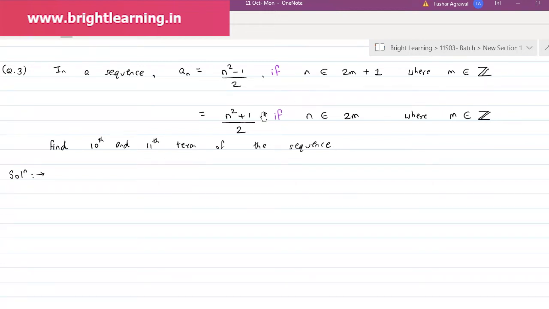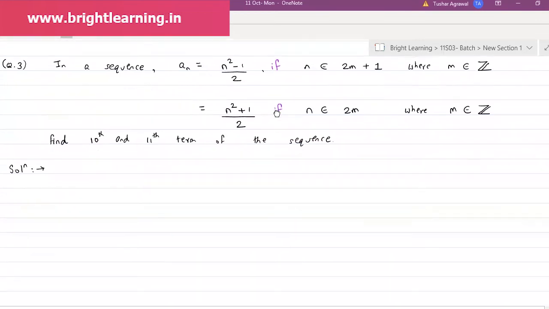Okay, see. First, you should interpret the question. What he is saying is a sequence is given where the nth term is an. The nth term is either n square minus 1 upon 2, or it is given by n square plus 1 upon 2. So how to decide which formula to use? For that, he has given the condition. If n is of the form 2m plus 1, where m belongs to the integers, means 2 times some integer plus 1, then use this formula.